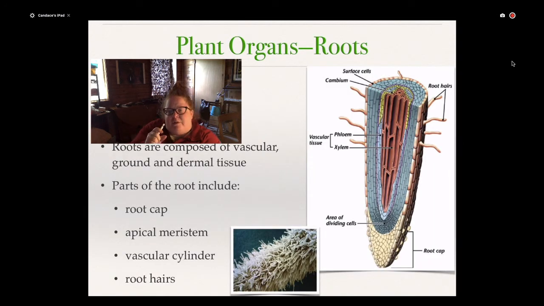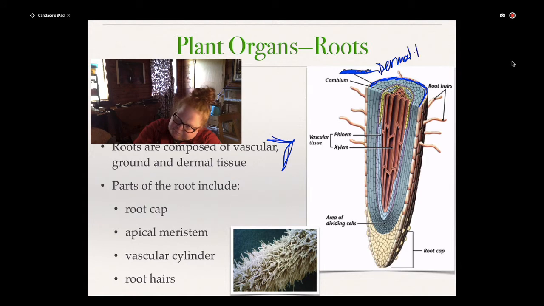When we look at the roots more up close, they are going to be composed of all of our tissue types. We've got vascular tissue, ground tissue, and dermal tissue. So in this diagram, in this cross section, what it calls surface cells, we know we can call dermal tissue. And so that's going to act as a protectant. It doesn't secrete the cuticle like we see in other parts of the plant, because we want water to come in. We don't want to block it out. And then we'll see that an outgrowth of that dermal tissue are going to be these things called root hairs.